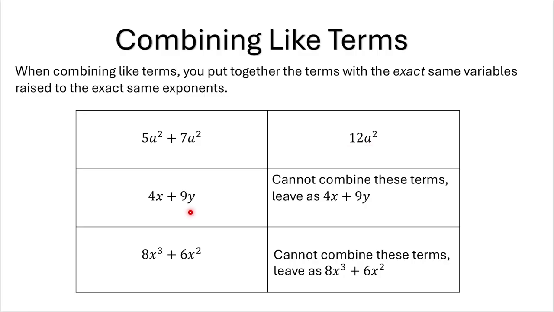When you have 4x plus 9y, you cannot combine those terms because those are different variables. You just leave it as 4x plus 9y. If you have an 8x cubed and a 6x squared, you cannot combine those terms and you have to leave it as 8x cubed plus 6x squared, because although the x is the same, notice that the exponent on both of these terms is different.